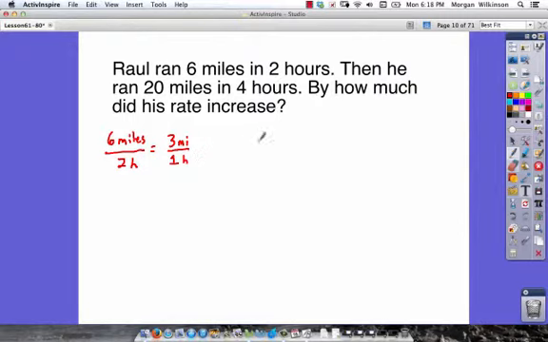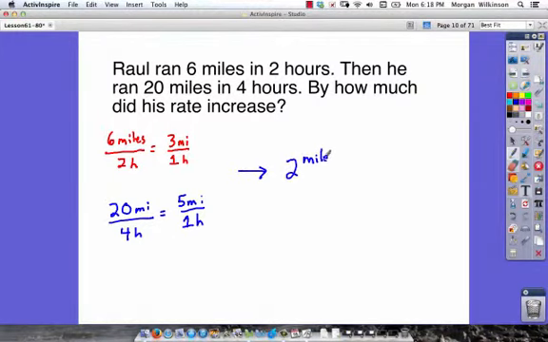Then he ran 20 miles in 4 hours. So he went 20 miles in 4 hours, 4H. Well, that's going to be equal to, if we divide both numbers by 4, that's 5 miles per hour. And then if we figure this out by how much did his rate increase, well, he went from 3 miles per hour to 5 miles per hour. His rate must have increased by 2 miles per hour. And we can write it like this.